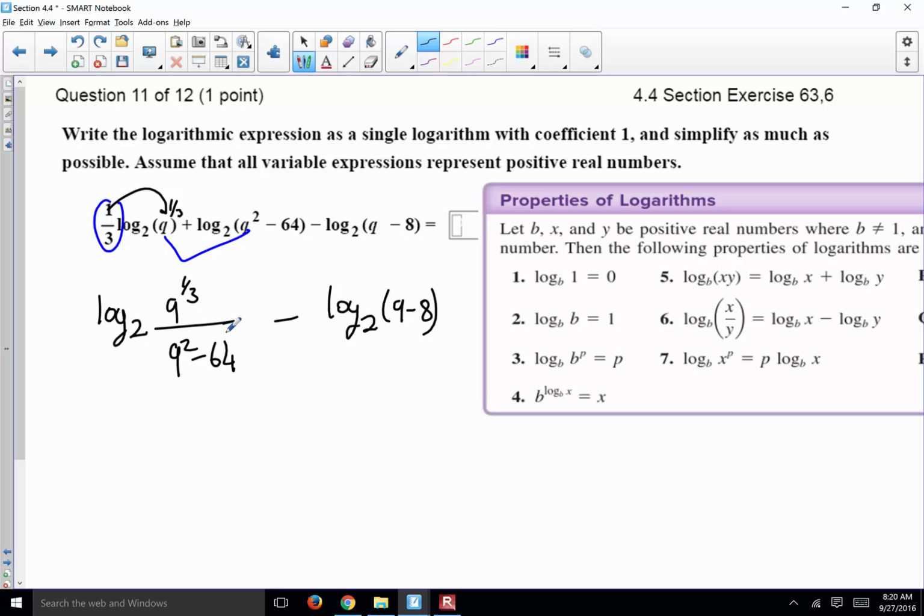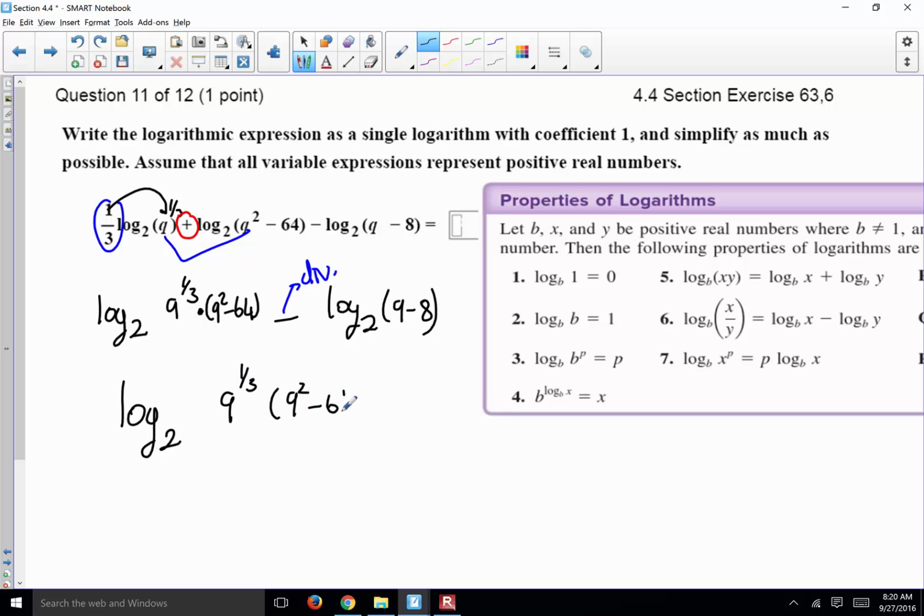The first one is wrong. This is not division, guys. This is multiplication. Why? Because it's addition here. So it's q to the 1/3 and q squared minus 64. And this guy is gonna turn division. So it's logarithm base 2 q raised to the 1/3 q squared minus 64 over q minus 8.